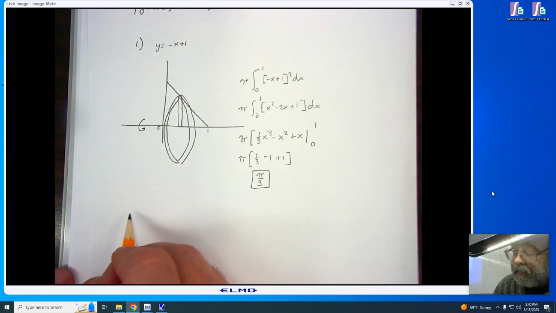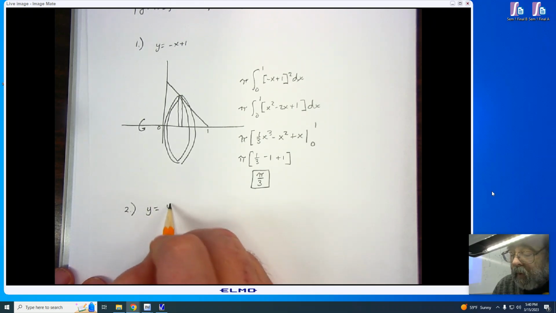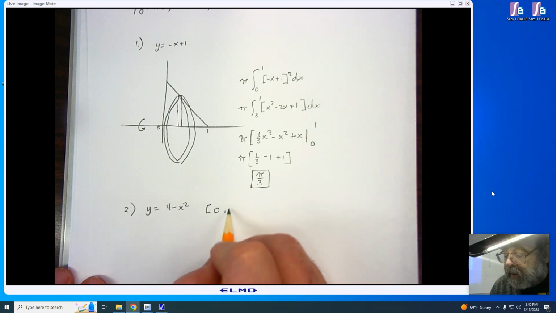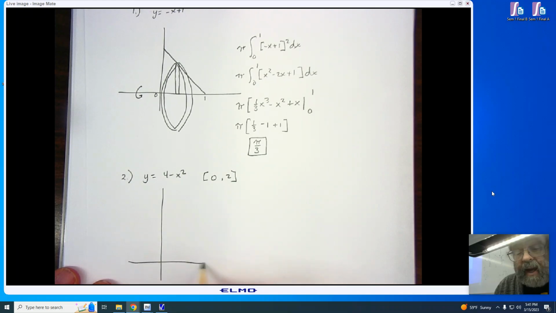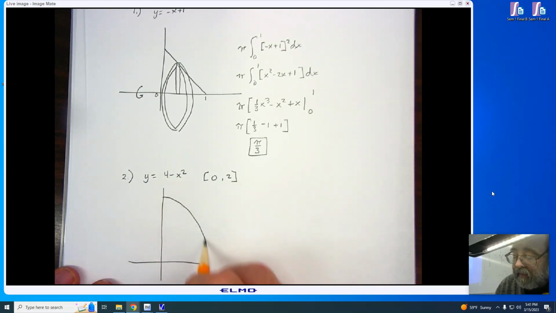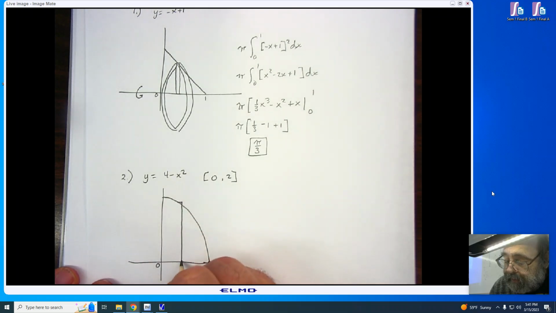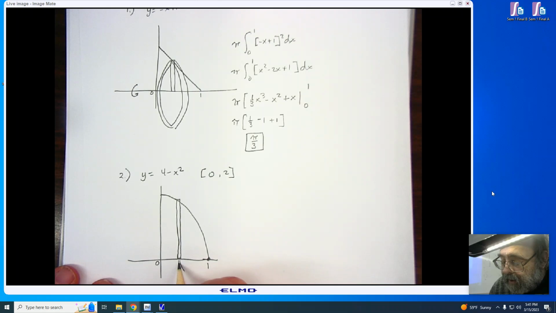Going to number 2, we have y equals 4 minus x squared, and we're going over the interval 0 to 2, wrapped around the x-axis. So once again, I'm going to go ahead and start by drawing my figure. Please be aware, accuracy isn't as important as making sure you have all of the information. So being able to just identify approximately what it is is pretty good.